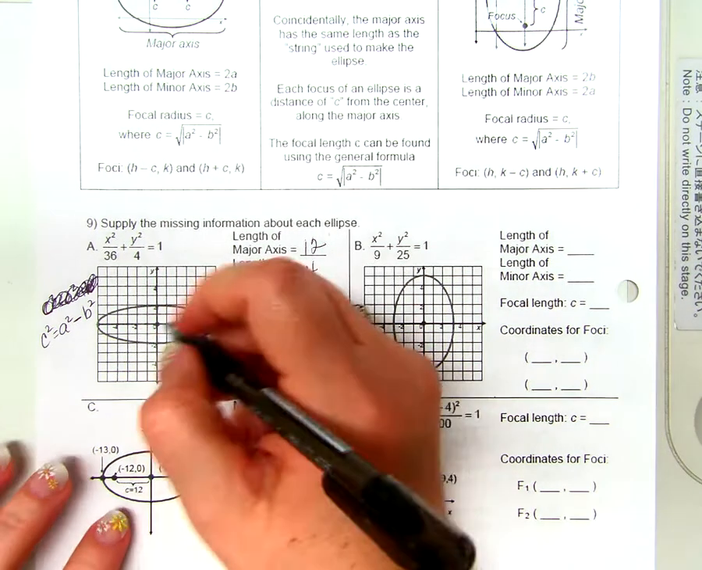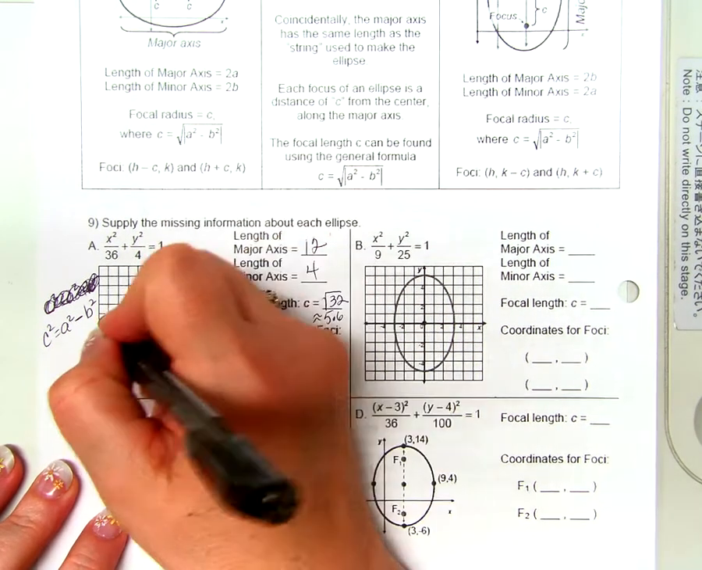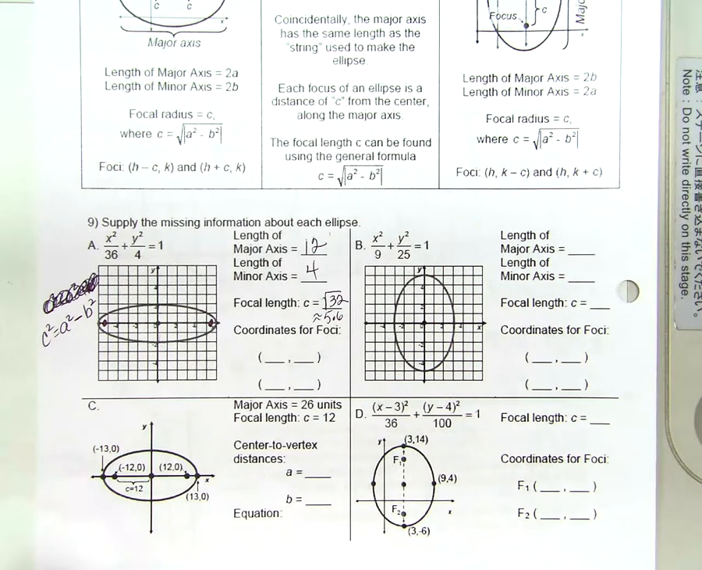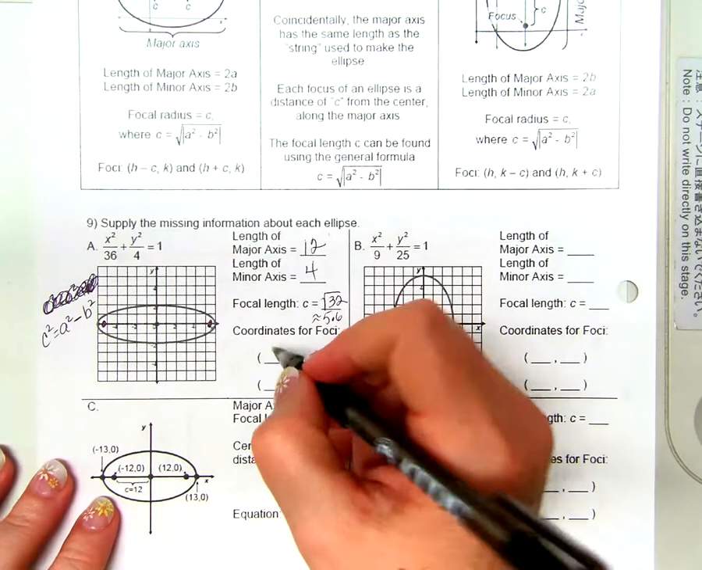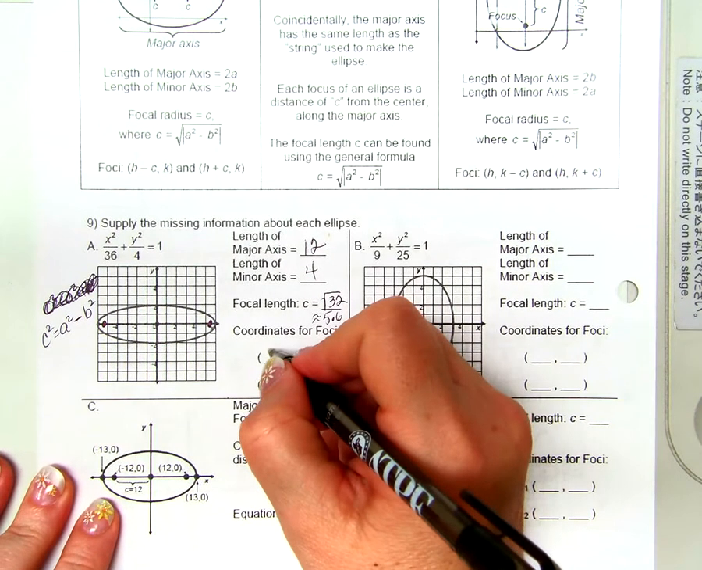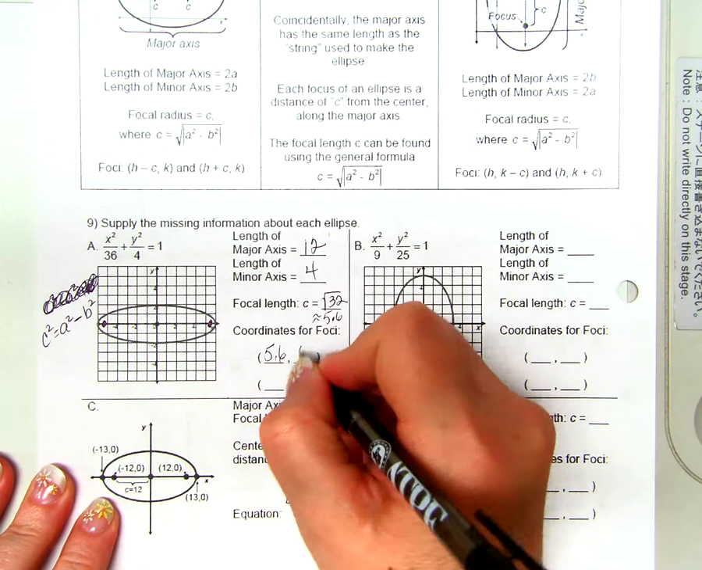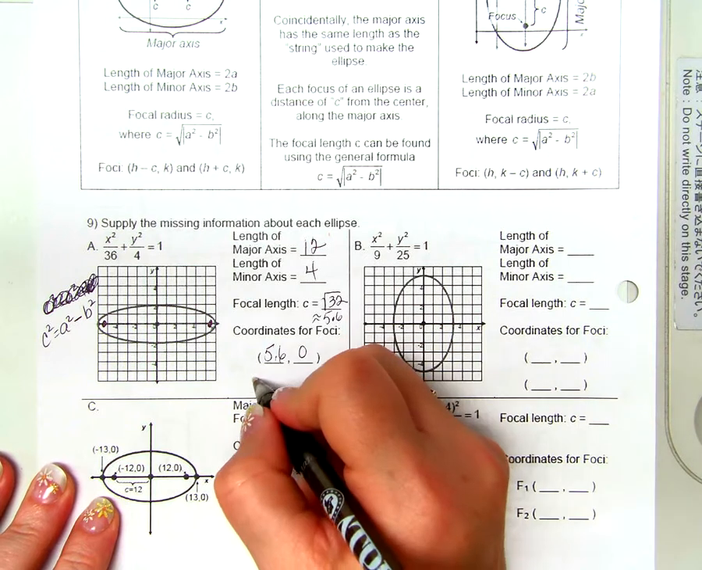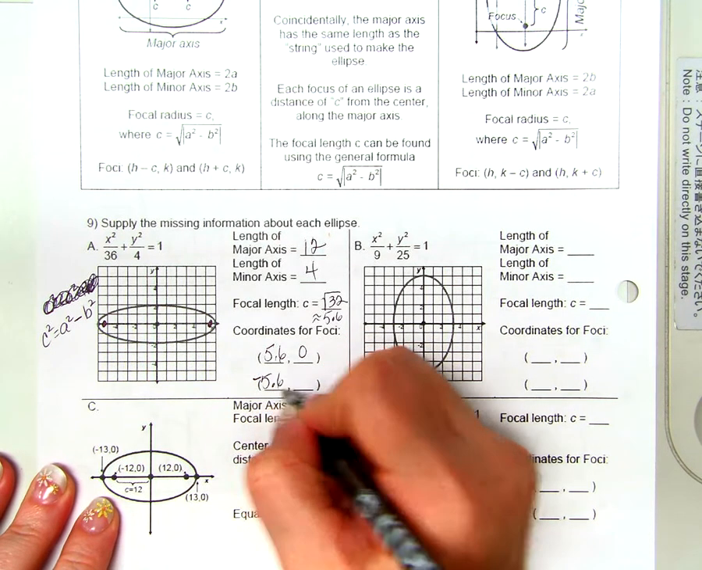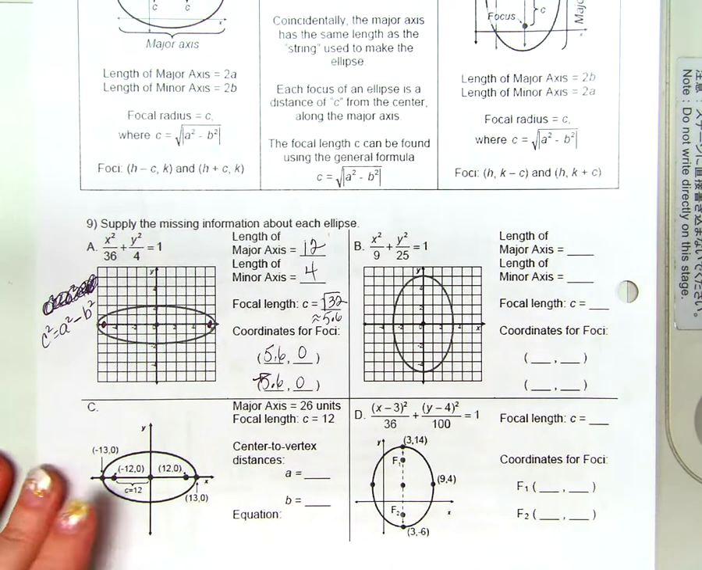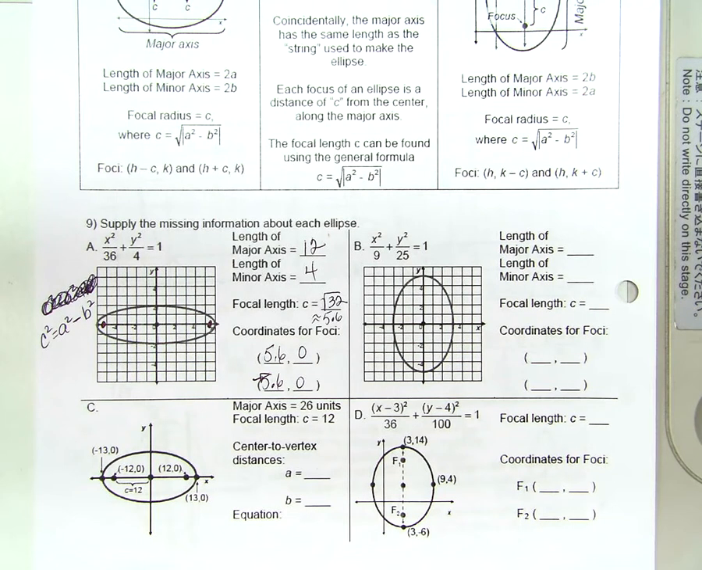Left and right. How do you know it's going to go left and right? The foci are always on the major axis. Okay? Foci are on the major axis. And there's 2 of them. So this one would be 5.6 and 0. And this one would be negative 5.6 and 0, right? So let's have a conversation real quick. The foci give the ellipse its shape.